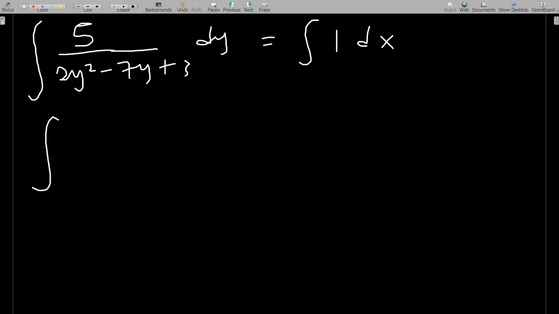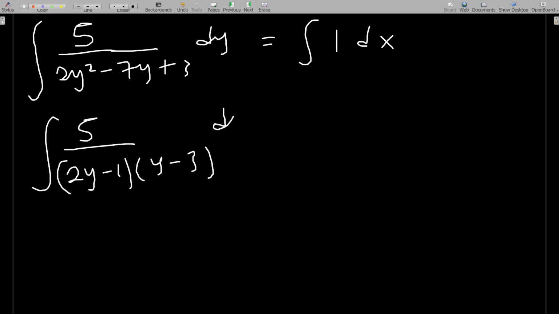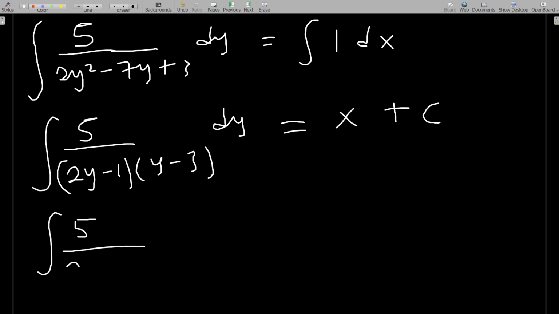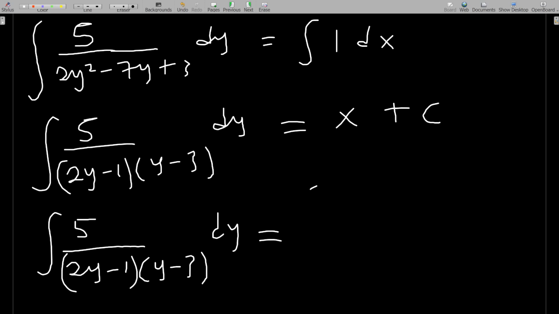So I have the integral of 5 over, when you factorize the denominator using quadratic factorization, (2y minus 1)(y minus 3) dy, which should be equal to x plus c. After everything, just one constant, so just keep this c. Now my task is to look for the integral of this, over (2y minus 1)(y minus 3) dy, using partial fractions.